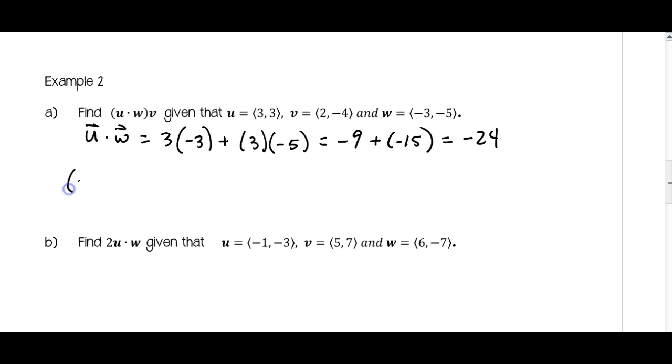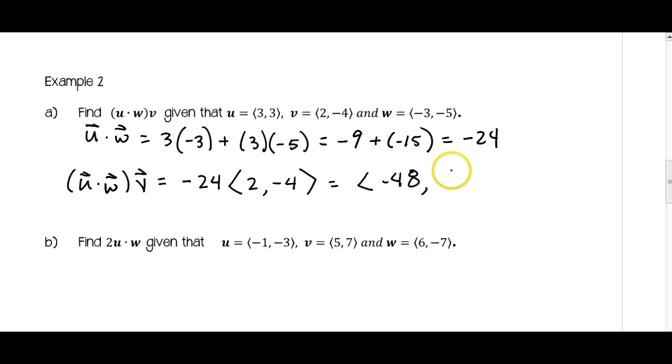So now I'm going to do u dot w times v, so that's going to be negative 24 times 2 comma negative 4, and I get negative 48, comma, positive, let's see, that's 96. Hopefully I did that right. I'm doing these in my head.